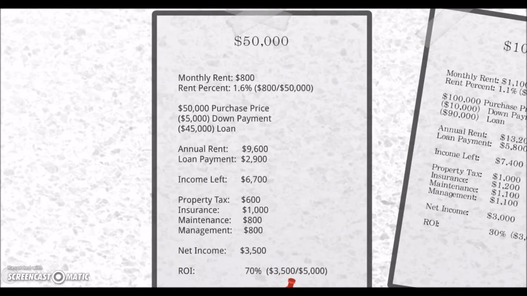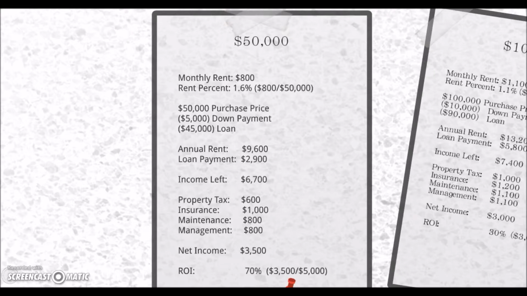So for purchase price $50,000, you put $5,000 down, take a loan for $45,000 from the bank, and it's a 30-year loan at 5% interest. So you can expect your loan payment to be $2,900, which we're going to subtract off our annual rent of $9,600, leaving us with $6,700 left to cover all of our other expenses. So if we have property taxes of $600, insurance of $1,000, maintenance will typically be 1 month's rent, and management will be 1 month's rent.